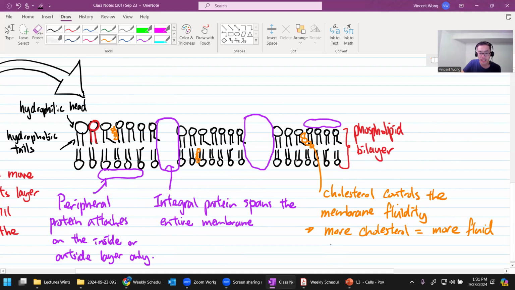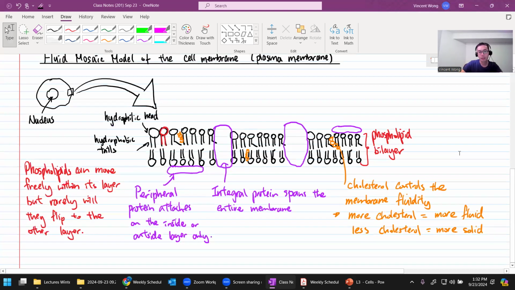If you have less cholesterol, then it's more solid. They are able to pack together closely. Not a lot of space between them. They tend to become more solid. Okay. So I'll explain when you want it to be more solid and when you want it to be more fluid in a bit.